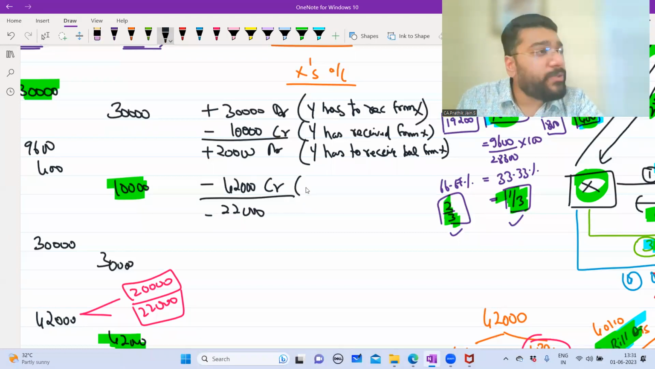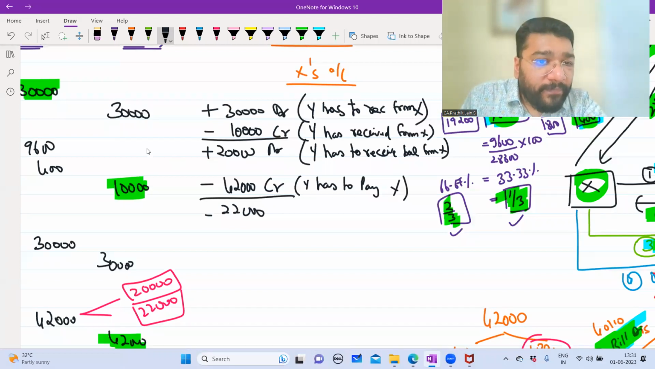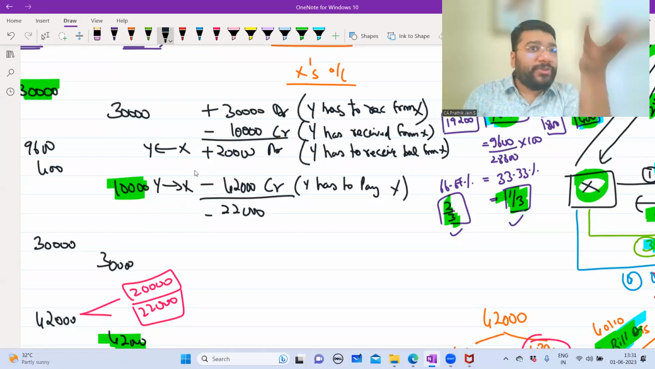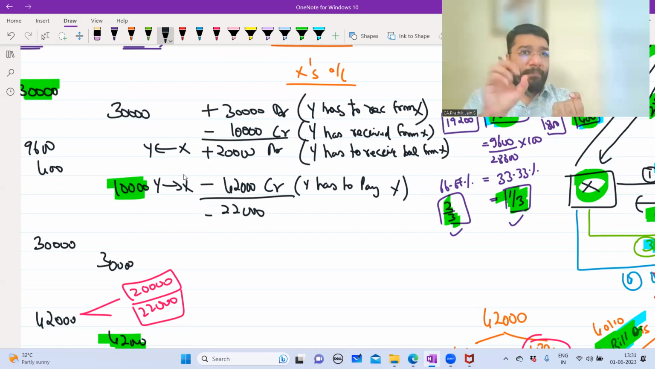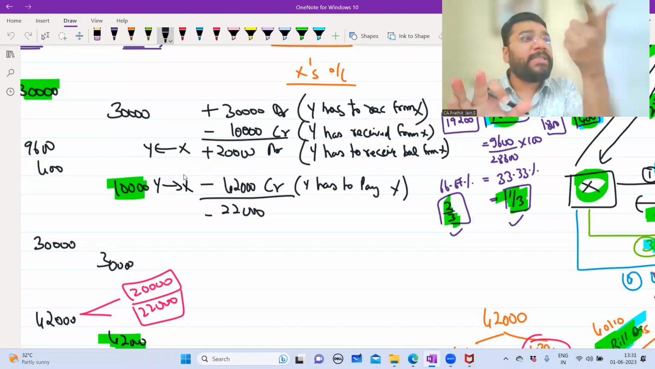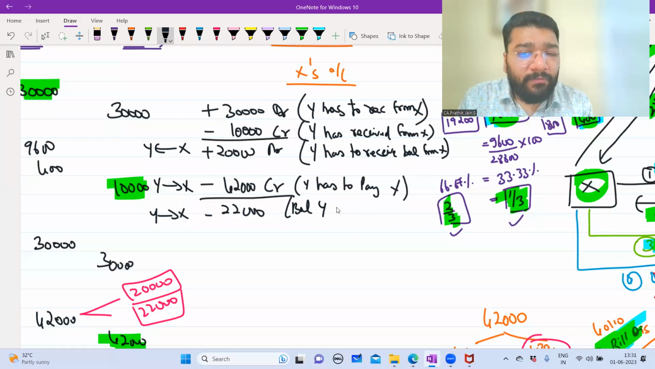Now 42,000 credit means what? Y has to pay X 42. So here, guys, Y has to receive from X 20. Y has to pay to X 42. Y has to receive 20, pay 42. So the amount I have to pay you, 42, from that the 20 you have to pay me, you minus it, and I'll pay you the balance 22. So 22 balance, who has to pay whom? Y has to pay X.